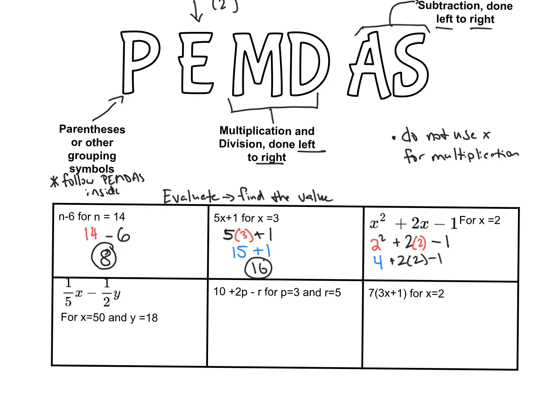And then next we would do our multiplication. So now we're going to have 4 plus 4. And now since it's addition and subtraction, we're just going to go all the way across. So 4 plus 4 is 8, minus 1 is 7. So our final value is 7.